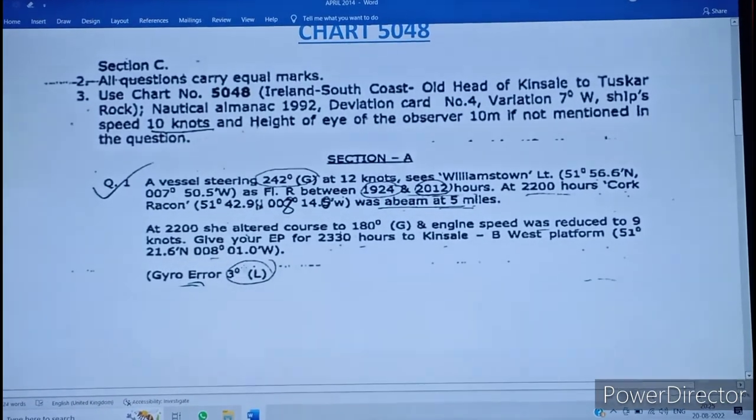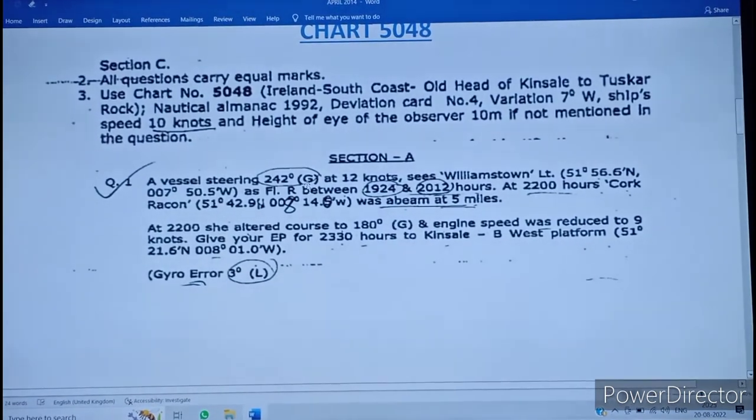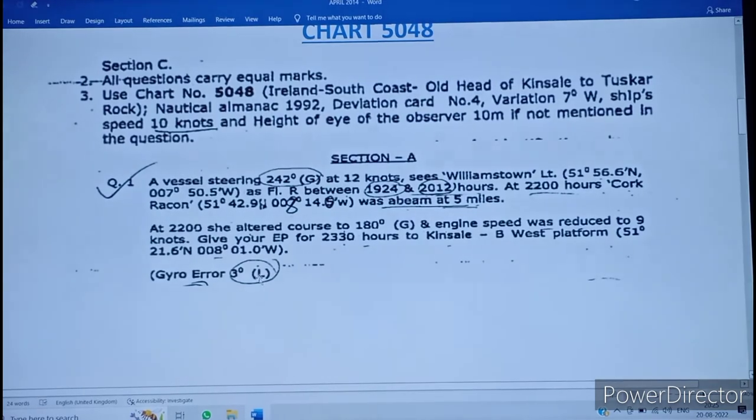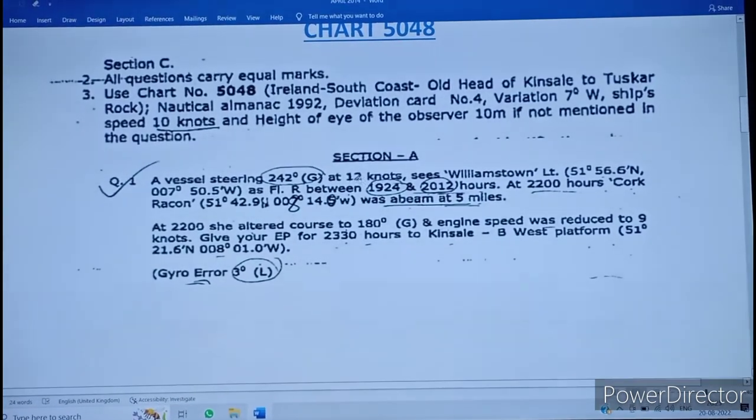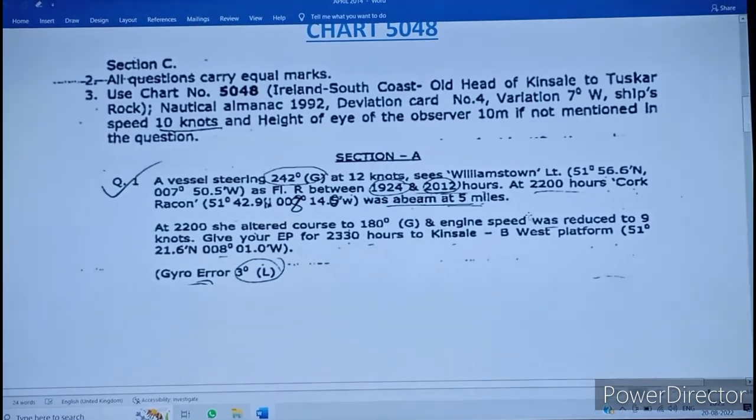So let's see what is given in the question. We have the CTS, but it is in gyro, so we need to calculate in true. 242 is gyro, 3 degrees low, so 245 is true. Initially it was 12 knots. After 2200, it was reduced to 9 knots.